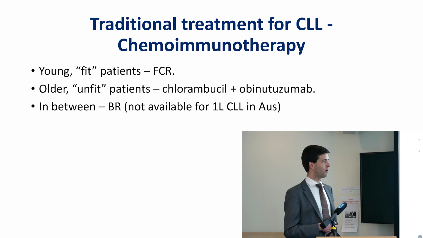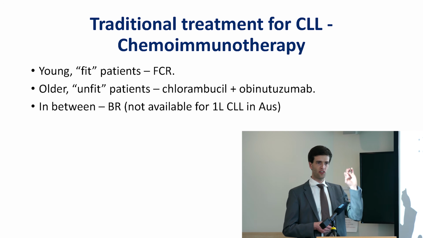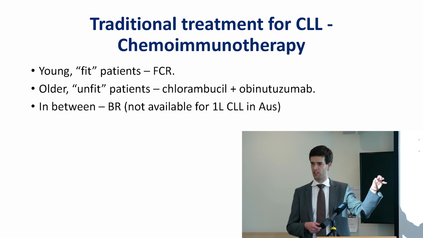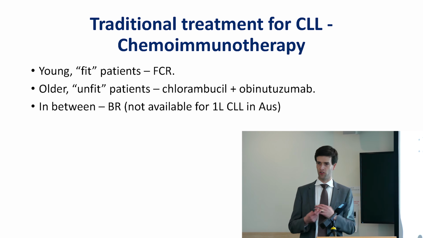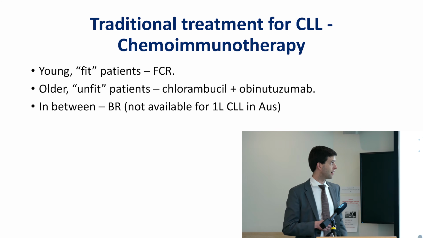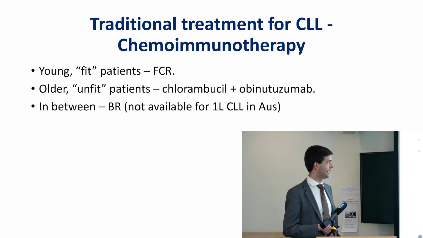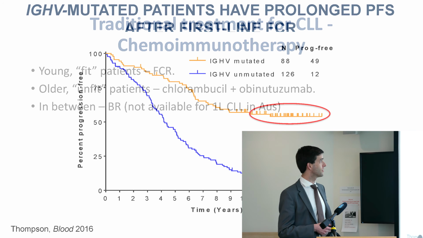The one that would probably be most commonly used is this old drug chlorambucil, but we combine it with this fancy new antibody called obinutuzumab. This is a type of antibody which sticks to the surface of the CLL cells and then activates your immune system to kill the cancer cells. It's very highly effective. So when it's added to chlorambucil, it dramatically increases the effectiveness of the therapy. Those are probably the two most common treatments that would be received today, and both of these are available in Australia on the PBS.